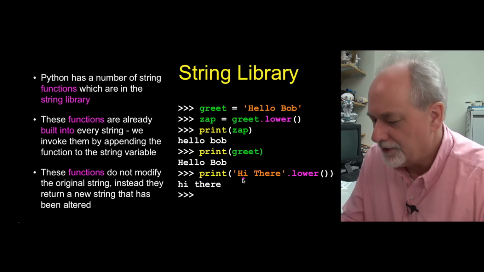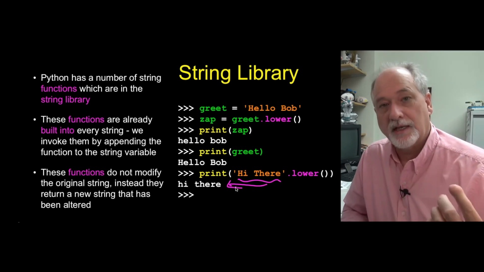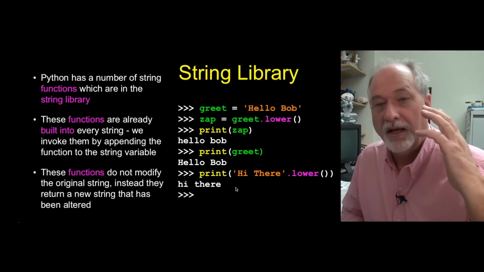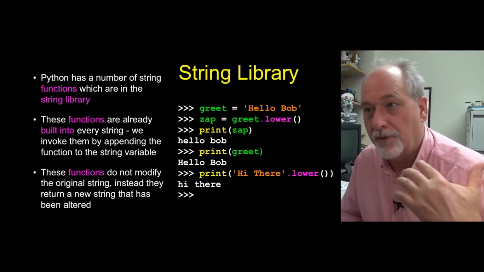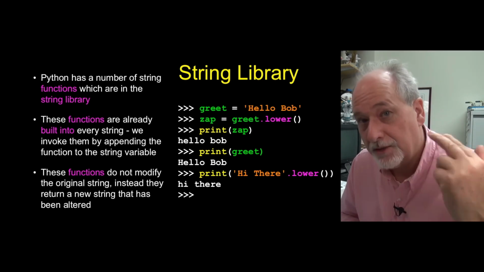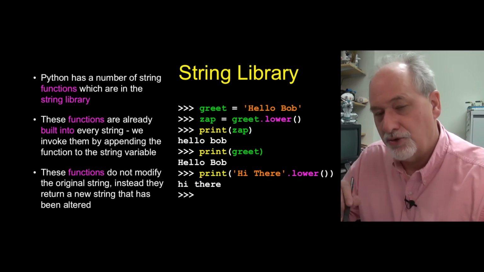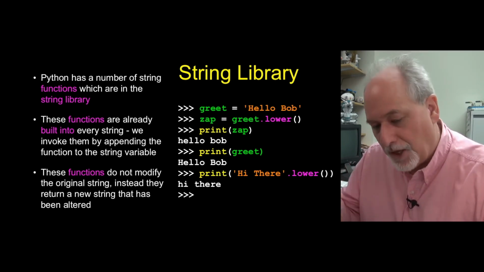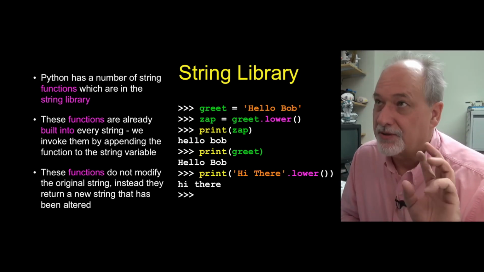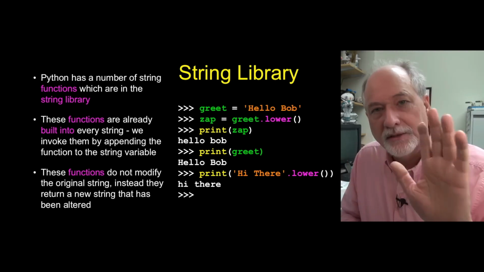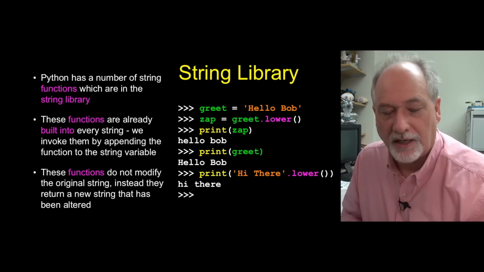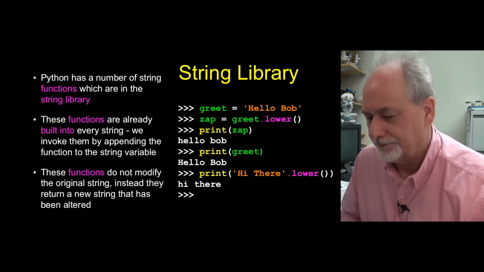But constants are objects as well, and taking the lower gives us back lowercase hi there. That's just one of the things that you can do in the string library. These are built into string variables and constants. They're just always there. As soon as you make a string, they're part of it. And when you do type and it says it's class str, we'll get to object oriented. Don't worry, we'll get to object oriented.